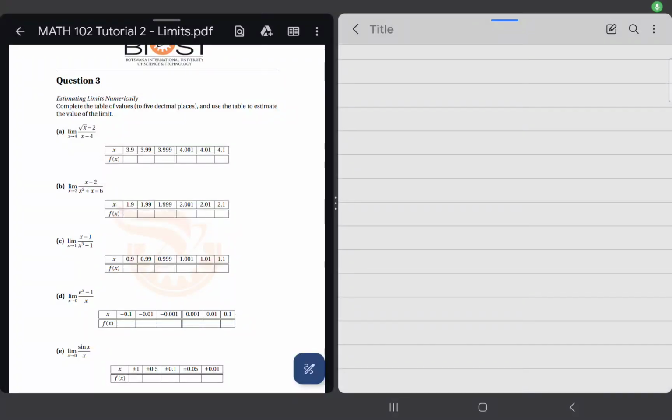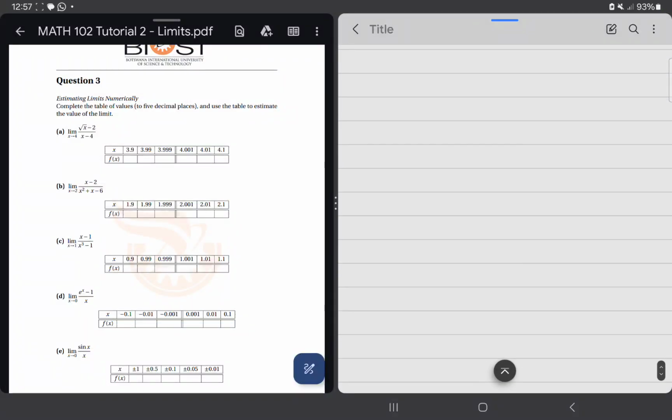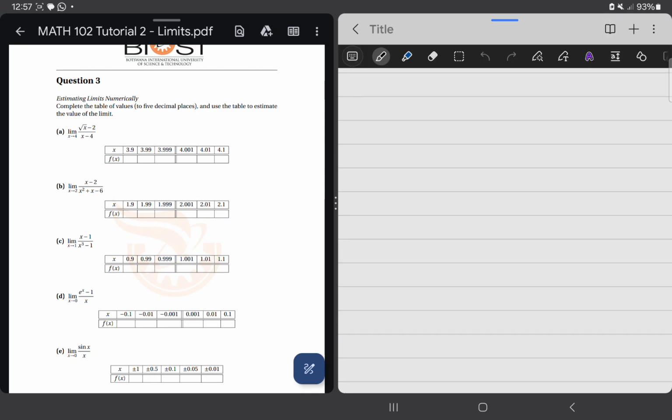We are at number 3, and this is very easy for us because if we have been able to do number 2, which is we were making our own tables, now all we got to do here is to use the tables we've been given.